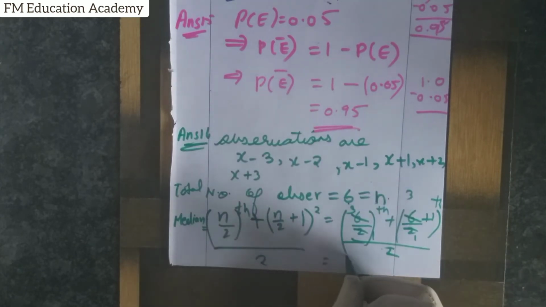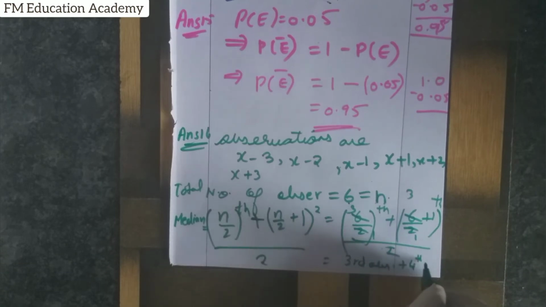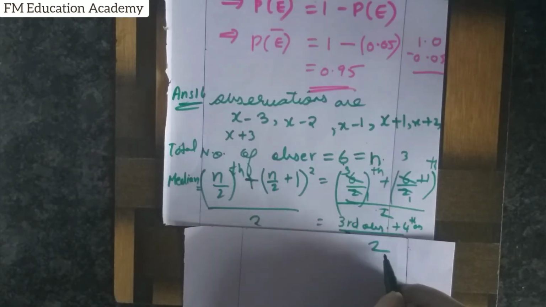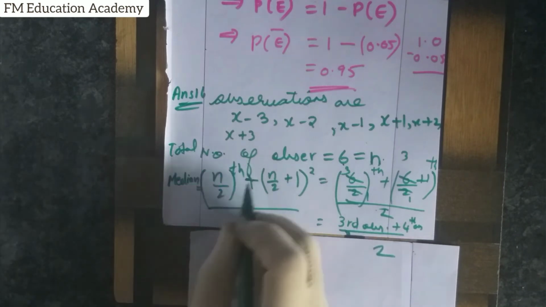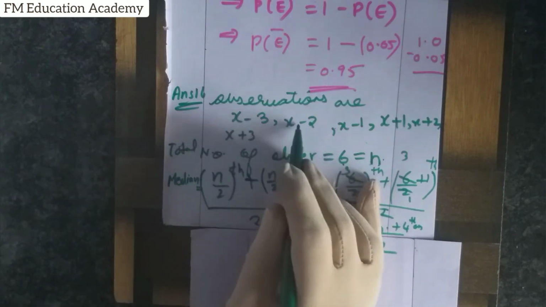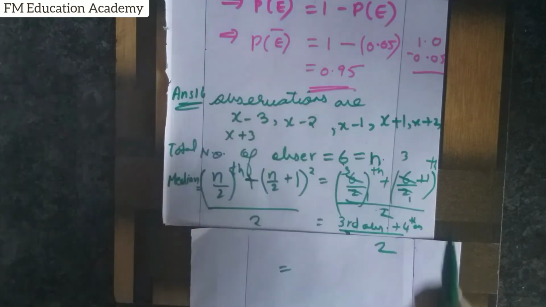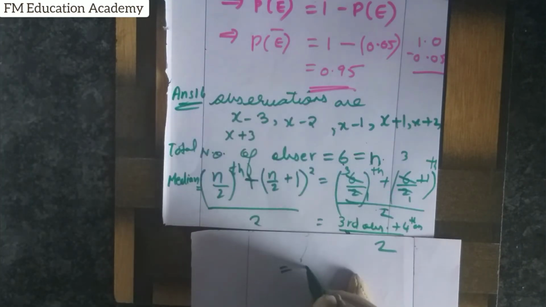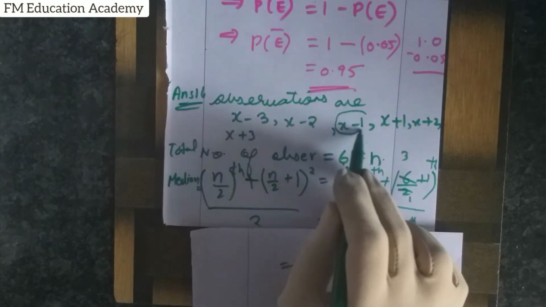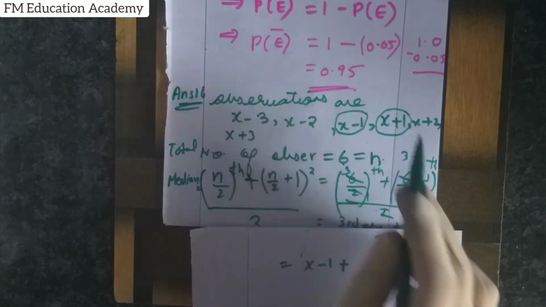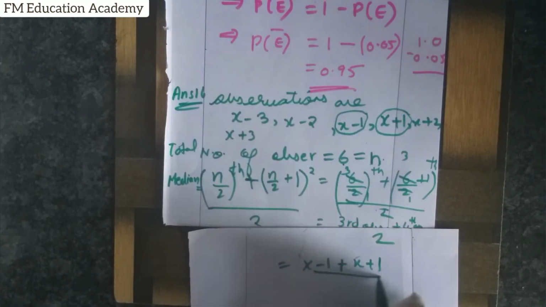So here I can say it is the 3rd observation plus the 4th observation, divided by 2. That is the reason why I have arranged in ascending order. If you see here, 1st, 2nd, 3rd. The 3rd observation is x minus 1. So I write x minus 1 plus the 4th observation, which is x plus 1, divided by 2.